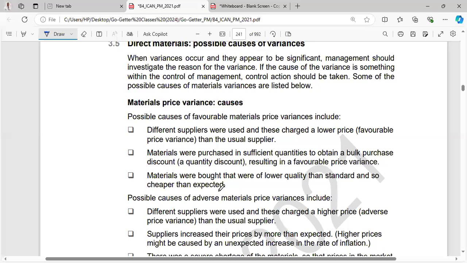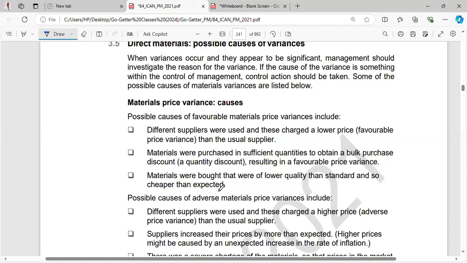It could be that different suppliers were used. Maybe they changed a supplier, and this second supplier was giving them a lower price than the first one. Because they are used to one particular supplier, the supplier was giving them a high price. They now changed supplier and they got a cheaper price, and so price variance improved favorably.